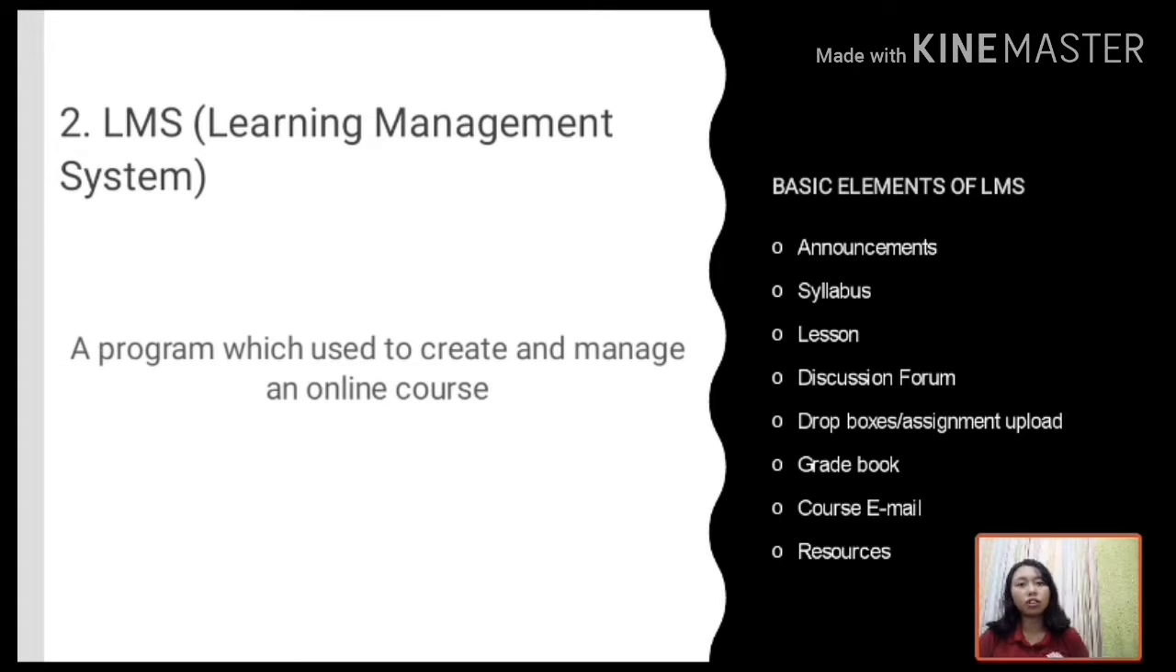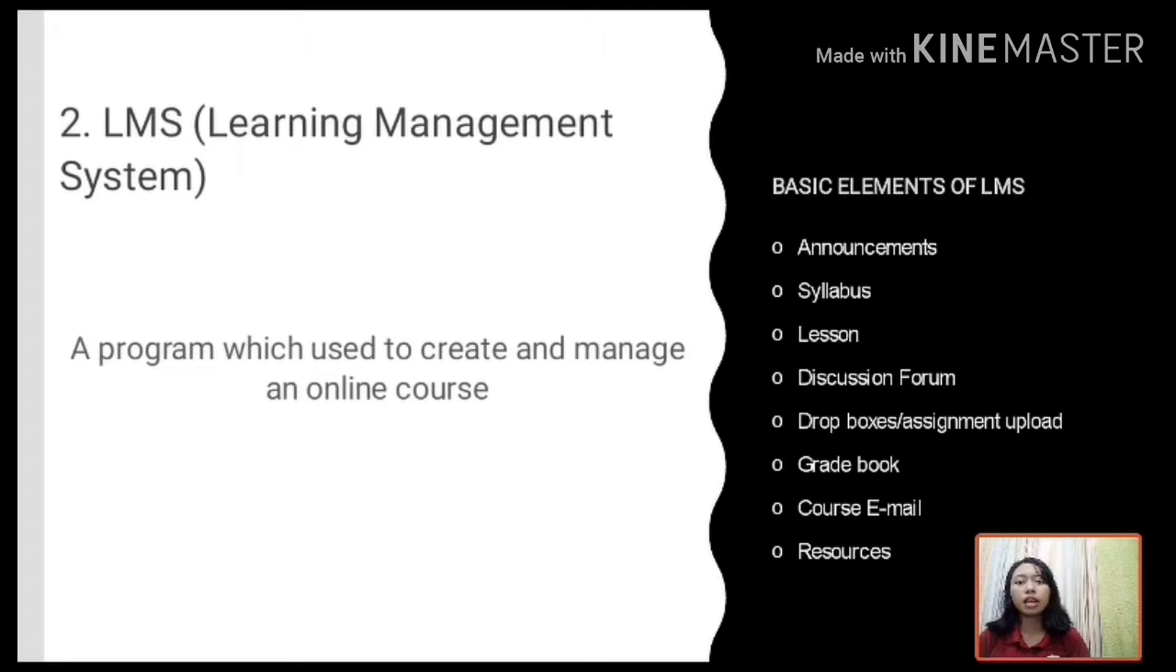Announcements in an online course usually appear upon entering the LMS. The second is syllabus. Syllabus is the overview of the course in outline form, and it includes objectives, requirements, etc. The third is lessons. Lessons is a section which is usually organized by the topic discussed. And the fourth is discussion forum. Discussion forum is an ongoing online voice or text discussion.